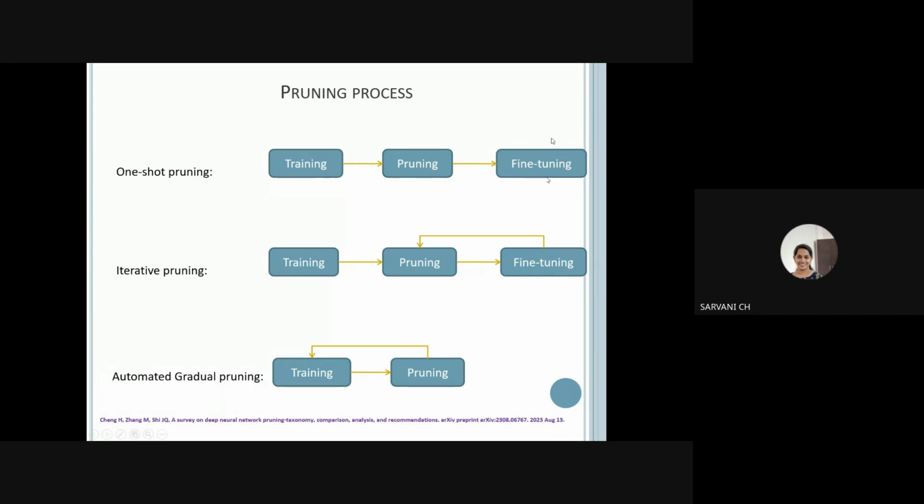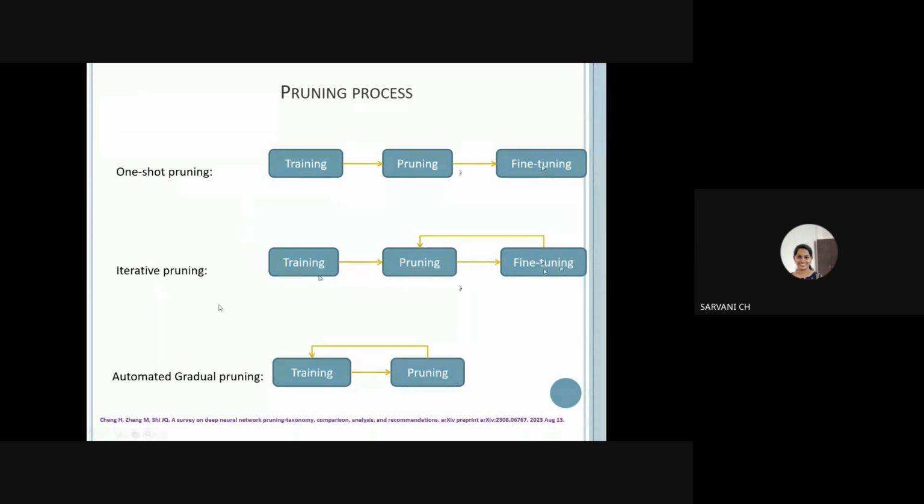And this is where the model will regain its performance here. In the case of iterative pruning, we do training followed by pruning and fine tuning. Again, whatever model we get after fine tuning, we prune it again and fine tune it. So this is done in an iterative manner. It is proven that compared to one shot pruning, iterative pruning results in a much more compressed model.